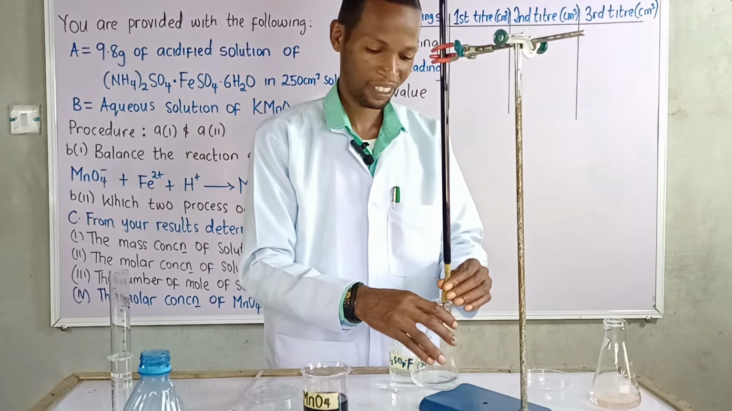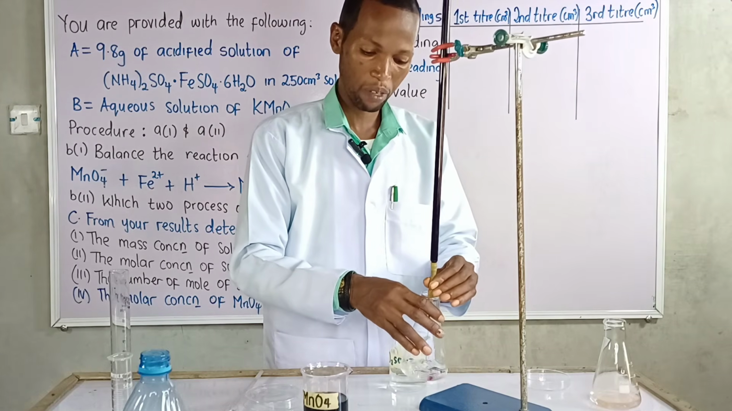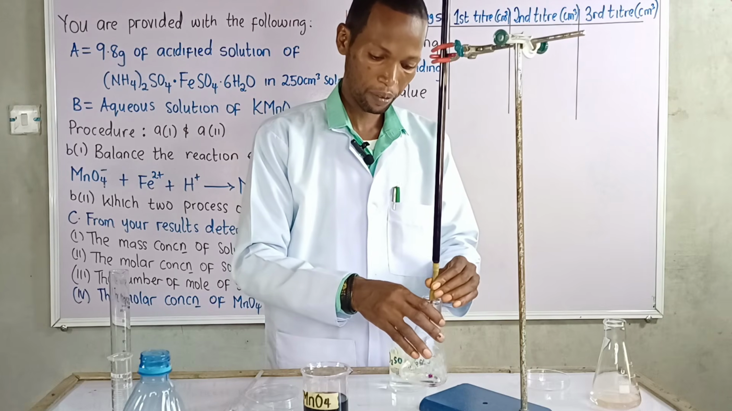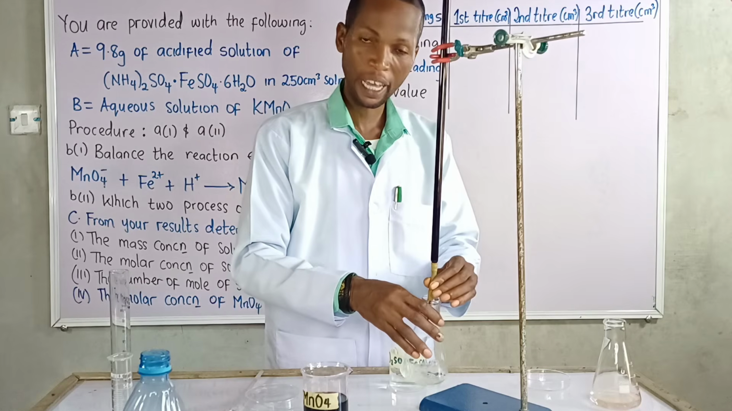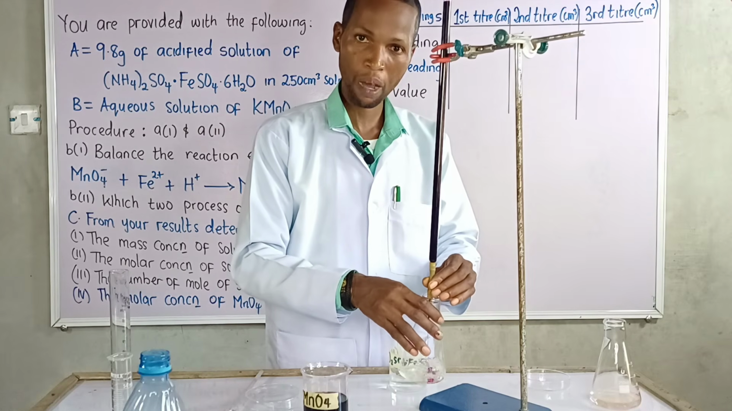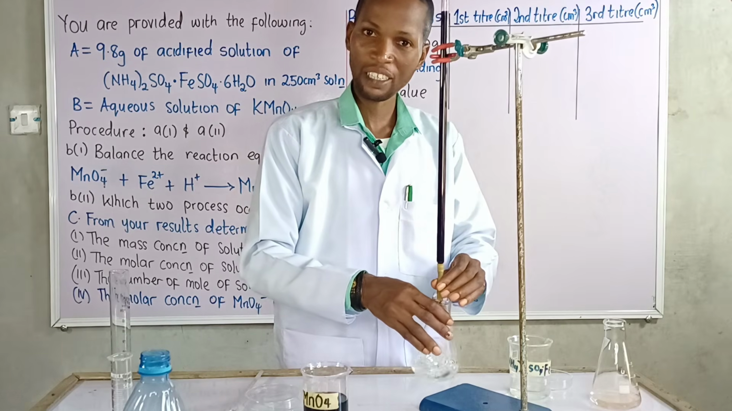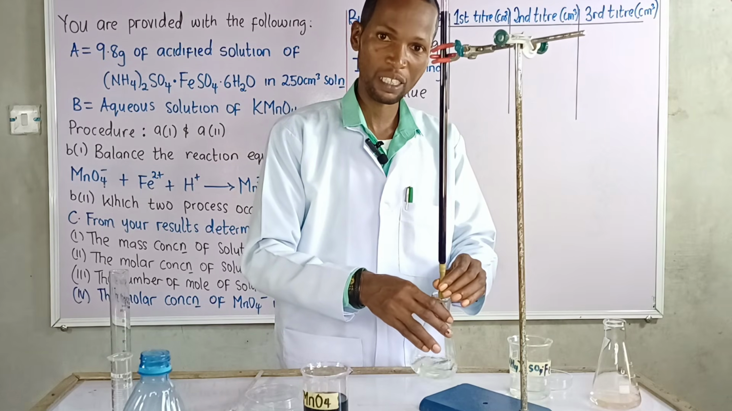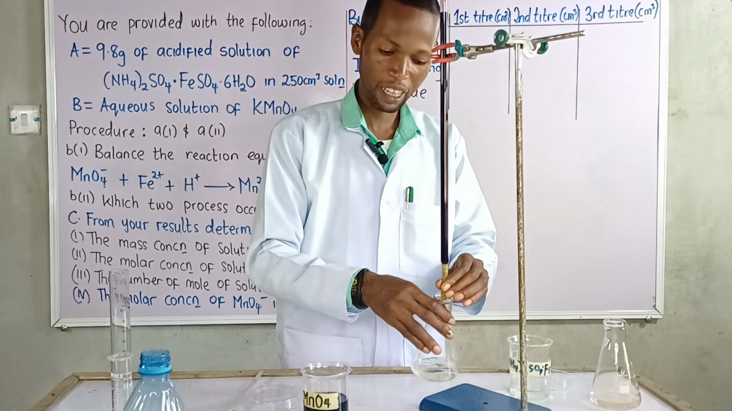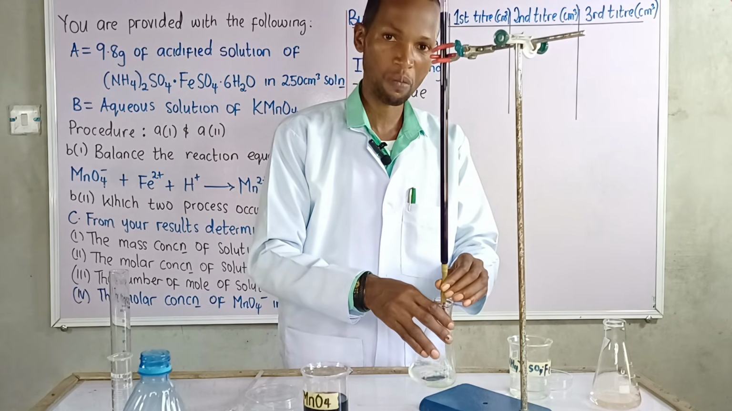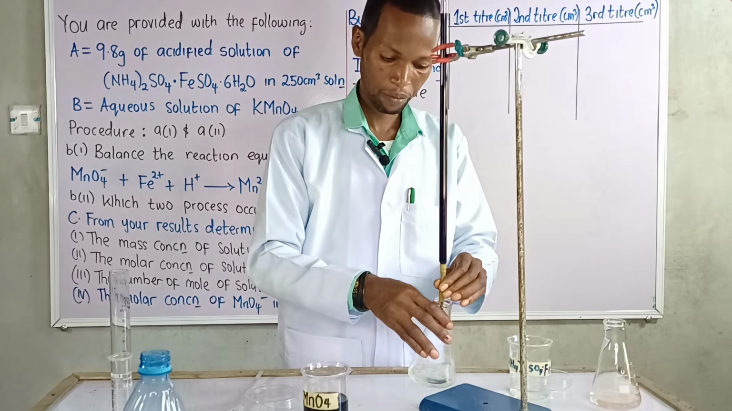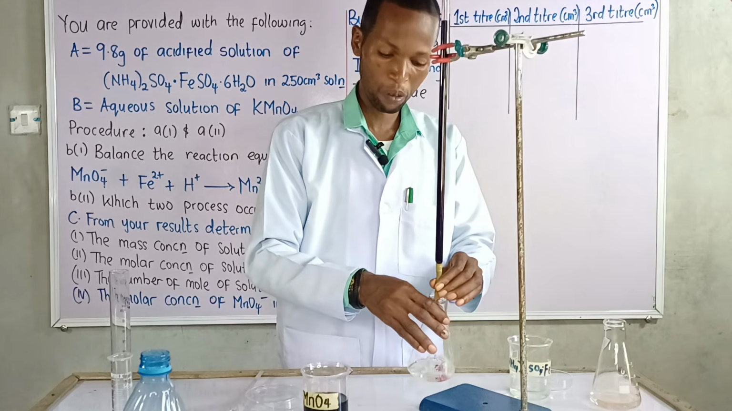Let's get started. We ensure that the solution is uniformly mixed. So we start to see the appearance and disappearance of pink color until an endpoint is reached, and the desired color that indicates the endpoint is a permanent pink color. Ensure that the potassium permanganate is not released on the wall of the conical flask. Ensure that it is introduced directly into the solution of the ammonium iron(II) sulfate. Okay, so we'll continue to titrate. Can you see the appearance and disappearance of the pink color?